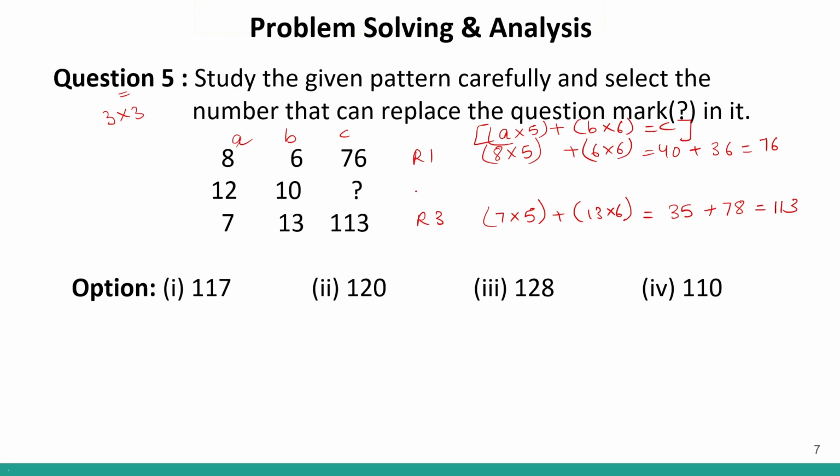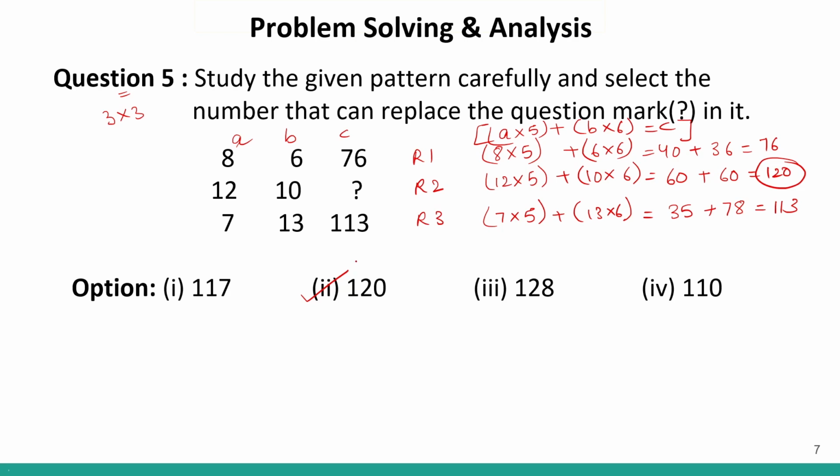So now let us check for row number 2. For row number 2, if I check 12 into 5 plus 10 into 6. 12 5s is how much? 12 5s is 60 plus 10 into 6 is again 60. So 60 plus 60 is 120, and 120 will be your correct answer to this question, which is option number 2. So option number 2 will be your correct answer.